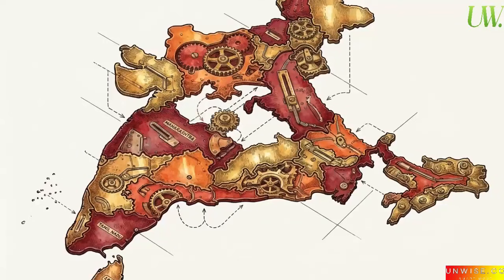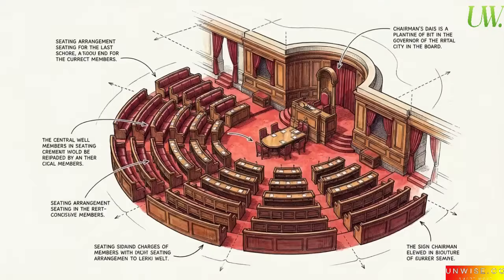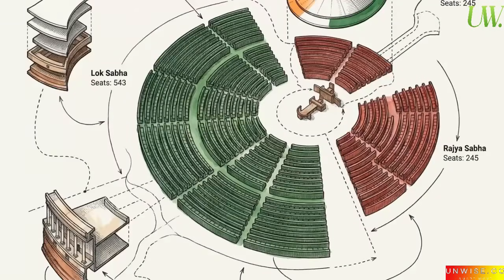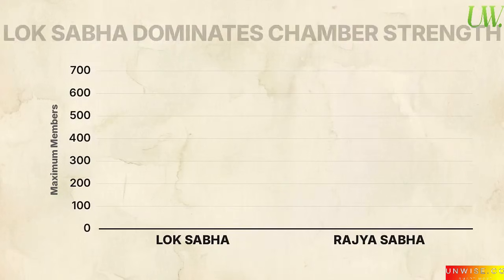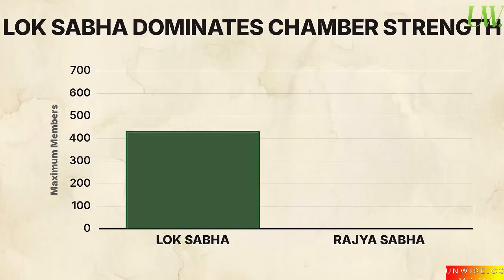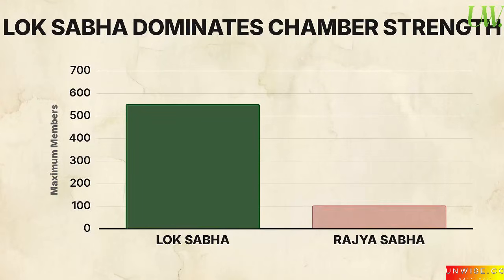The Rajya Sabha, conversely, is the Council of States. It is a permanent, continuing chamber representing the states and union territories, and it is never subject to dissolution. The schematic builds a severe numerical disparity into this structure. The Lok Sabha operates with a maximum strength of 552 members, heavily outnumbering the Rajya Sabha ceiling of exactly 250.